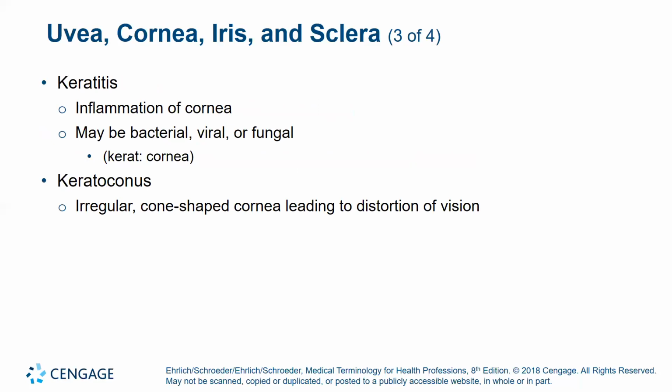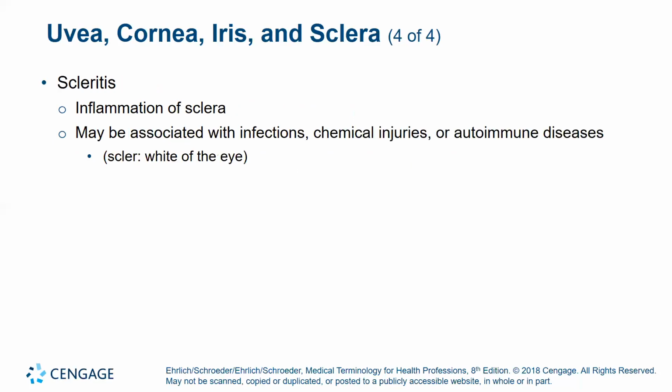Keratitis is inflammation of the cornea. Keratoconus. This is an irregular cone-shaped cornea leading to distortion of vision. Scleritis is inflammation of the sclera. Sclera is the white of the eye. So itis is inflammation, so inflammation of the white of the eye. May be associated with infections, chemical injuries, or autoimmune diseases.